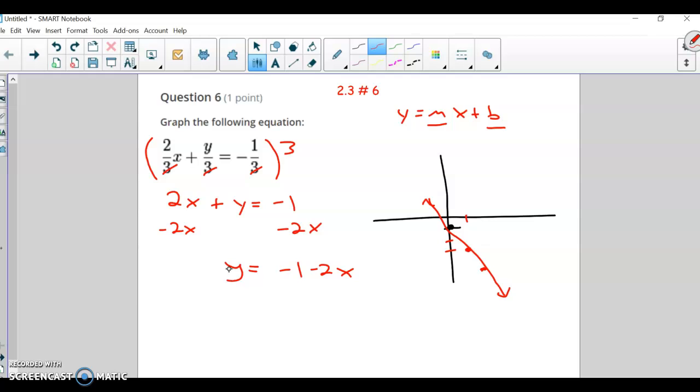All right, so kind of tricky, but make sure you convert forms first, then it's easier to graph.